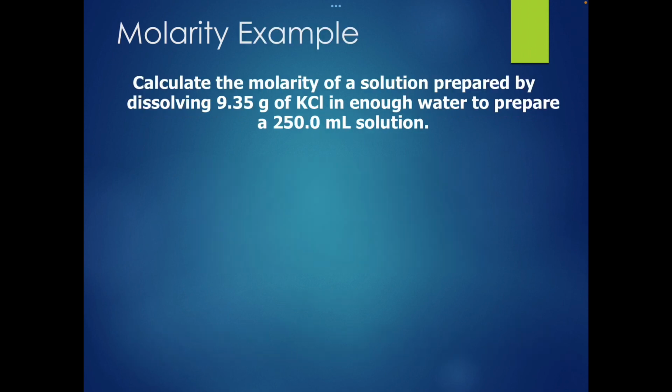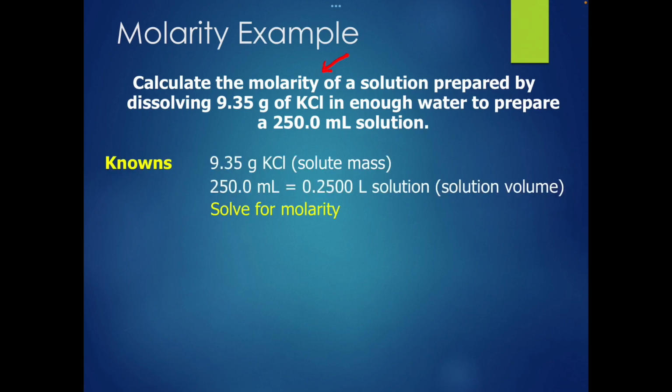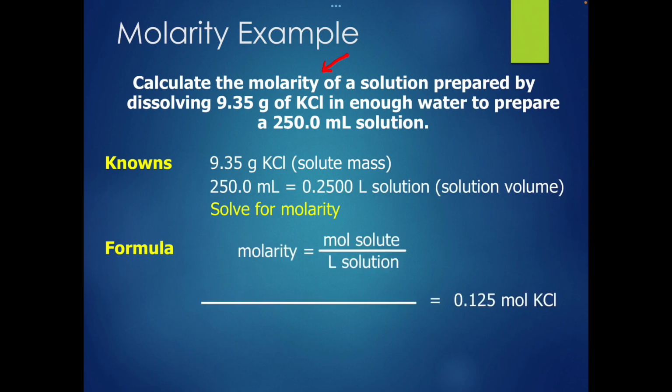Okay. So let's go ahead and try this out. This says calculate the molarity of a solution prepared by dissolving 9.35 grams of potassium chloride in enough water to prepare 250 milliliters of solution. All right, so it says we're calculating molarity. So our first thing we need to do is figure out what our formula is. Molarity, right, molarity is a capital M, is moles of solute over liters of solution.